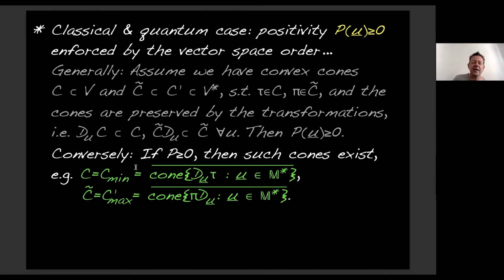Because we can just define C to be the cone generated by tau and all the D maps, but there are infinitely many because I need to apply all finitely long words to them. So I generate the cone, and then I need to take the closure. This is a convex cone in a finite dimensional vector space, so the closure is just the usual thing, where you take limit points. And C tilde could be this one here. This could be simply the cone where we do the same thing: we apply the D maps on the right to the pi, to the dual vector, and take the closure of the cone generated by those.